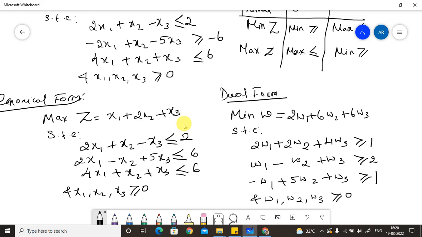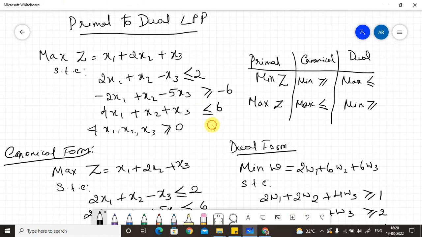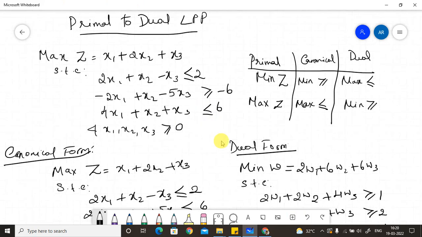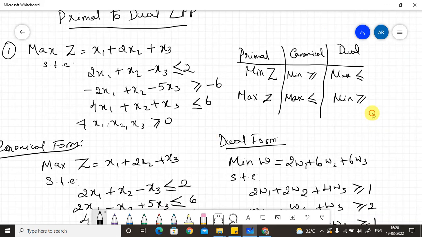So this is the dual form of the given primal problem. If you take the dual of this dual, you will get the same primal problem again. So the dual of a dual is always the primal problem. So this is the first problem for you. Now we'll solve another problem.